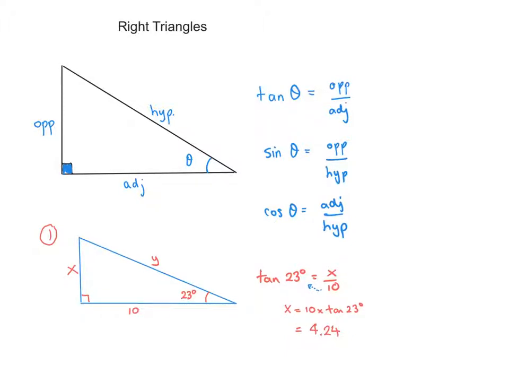We now try and work out y. We know that cos 23 equals 10 over y, and therefore just swapping these two over, we get that y equals 10 divided by cos 23, and therefore y equals 10.86.